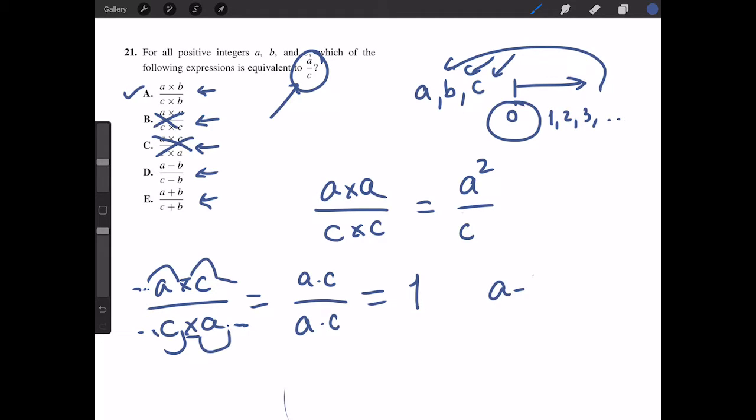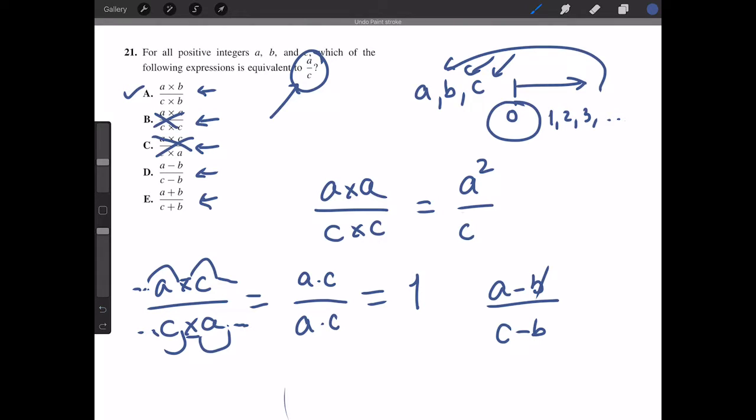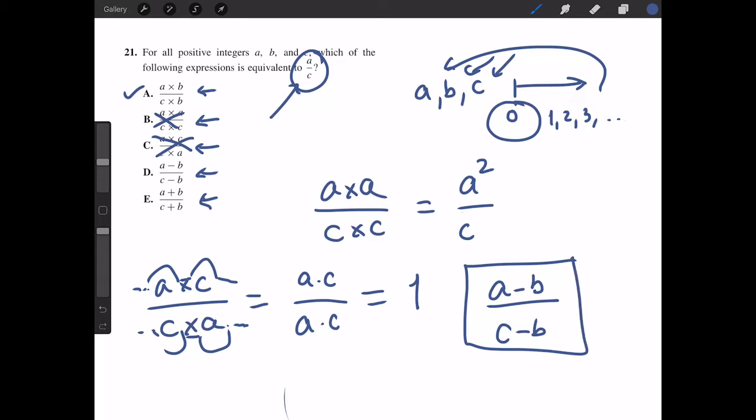Then D and E. Let's look at D, you have a minus b divided by c minus b. We don't have a continuous multiplication link, neither in the numerator nor in the denominator. But really, as long as one of those, the numerator or the denominator, doesn't have a continuous multiplication link, then we need to stop. We can't really cancel elements. So it would be incorrect to think that you could cancel these b's over here. That would be wrong. No, you can't do anything to this. This is really the best you can do with this expression, and that's clearly not a over c.